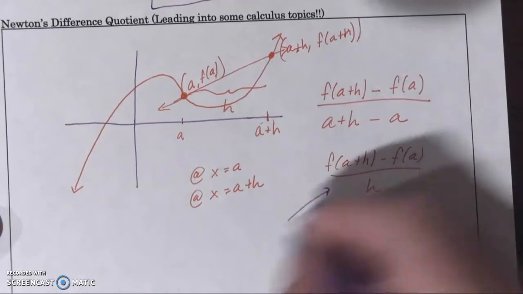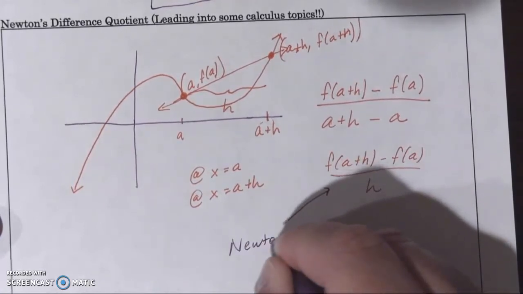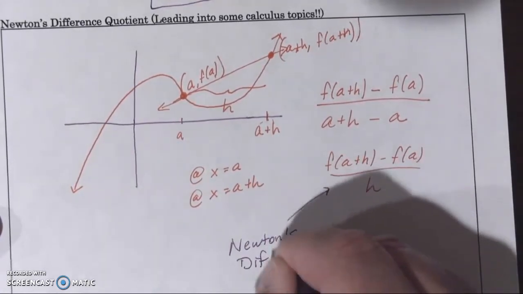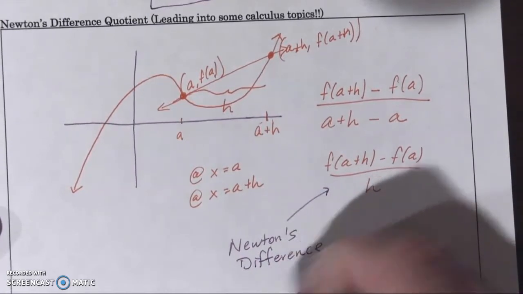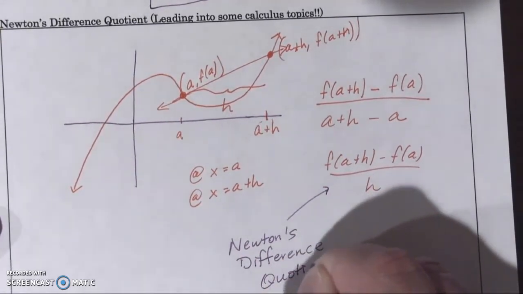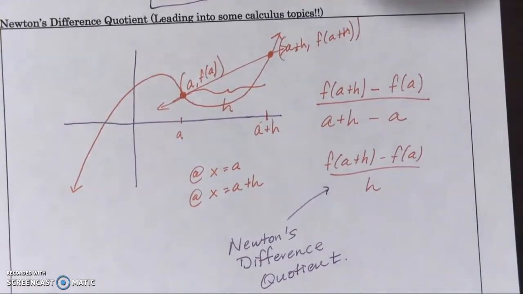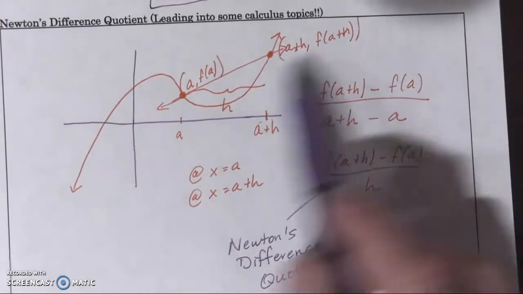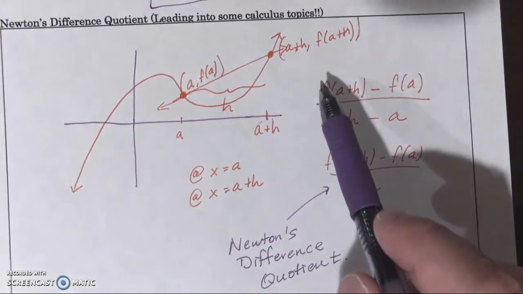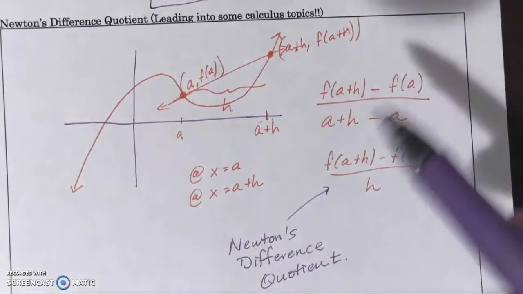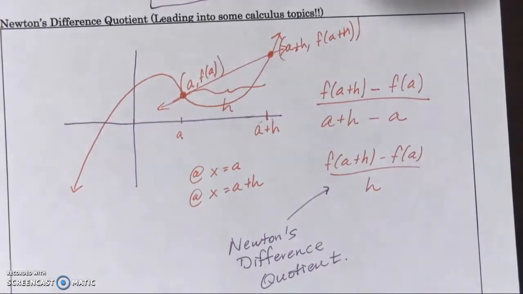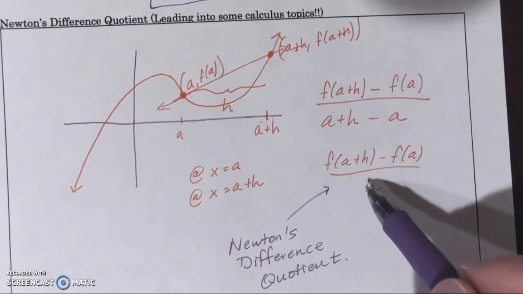This is called the Newton's difference quotient. It's a generic way of thinking of the average rate of change. Mathematicians are always thinking of how we can generalize things, because if we can't provide a formula that's true for all situations, it wouldn't be as powerful. So this is the Newton's difference quotient.